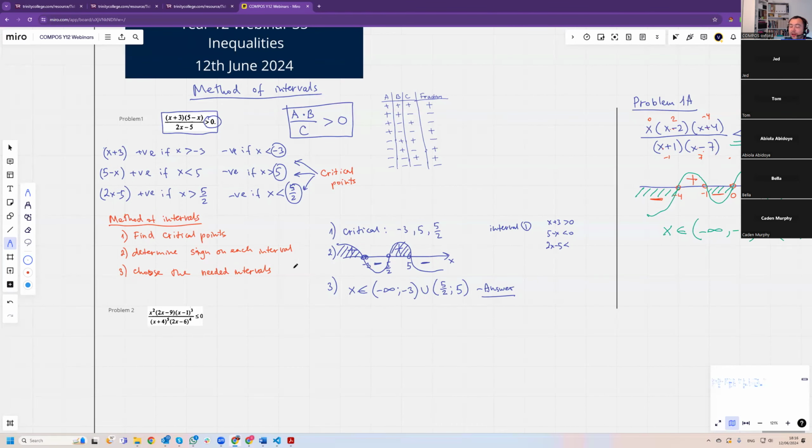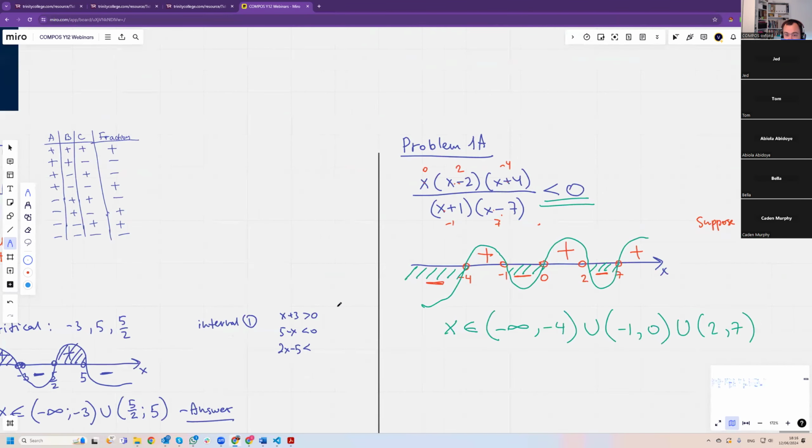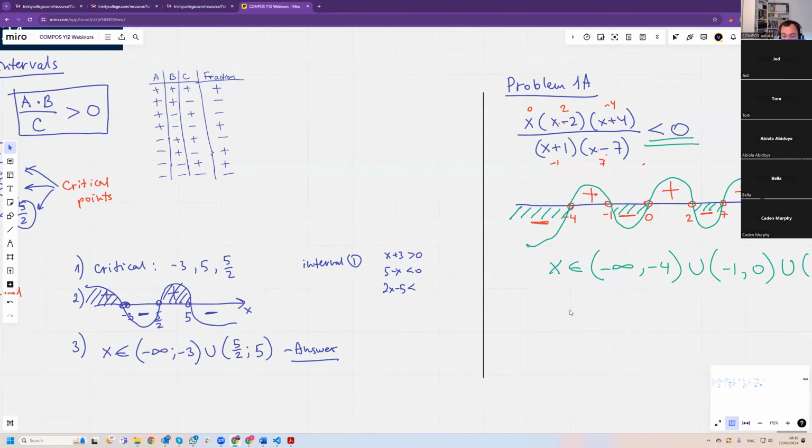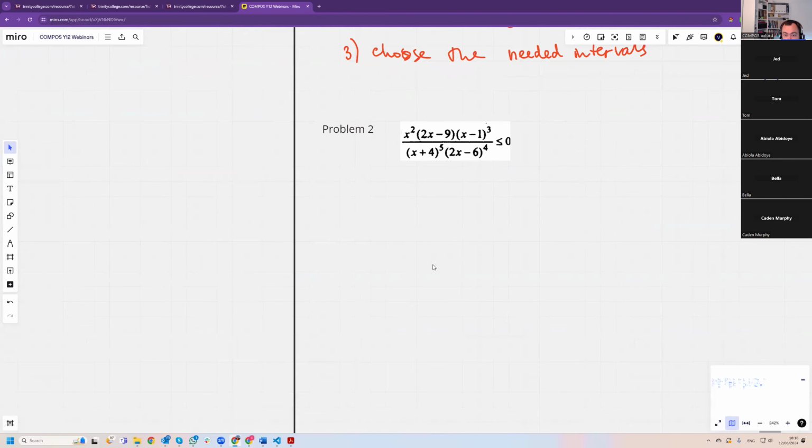There are certain additional rules which I'm going to demonstrate. But effectively, at every critical point, the function changes sign. At every critical point, the function changes sign.